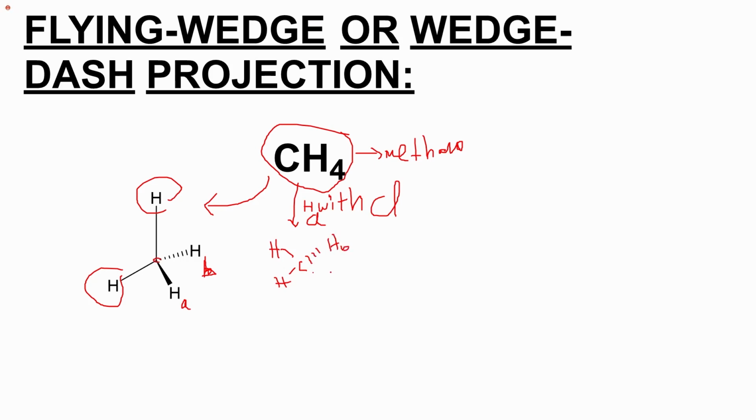Now HA will be replaced by chlorine. Now see, this is a flying wedge molecule. If they ask you about this molecule, this is not chiral because the four atoms are not all different. So this is not chiral.